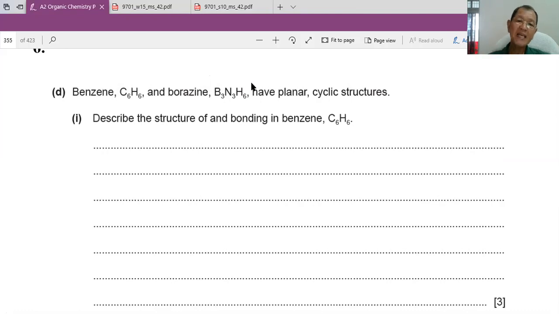So this is an application question. But look at benzene first. Okay, they say benzene, C6H6, and borazine, B3N3H6, have planar cyclic structures. The question is, describe the structure and bonding in benzene, C6H6. Okay, this is the first one. So they ask you for the structure. Now this is an application of your AS. I'll show you afterwards why. The second question here, which is page 54.